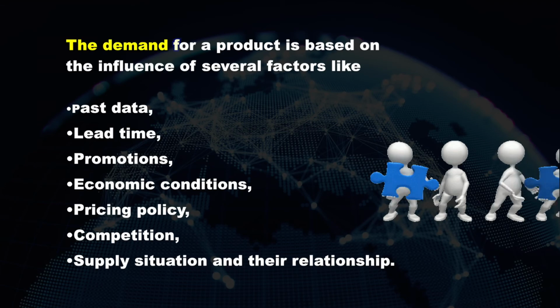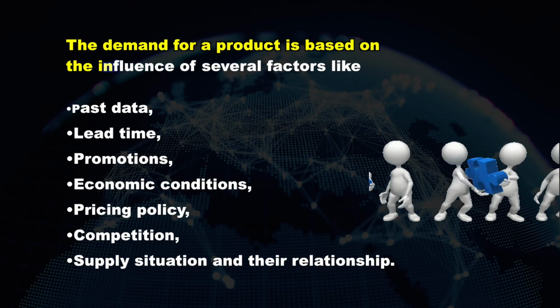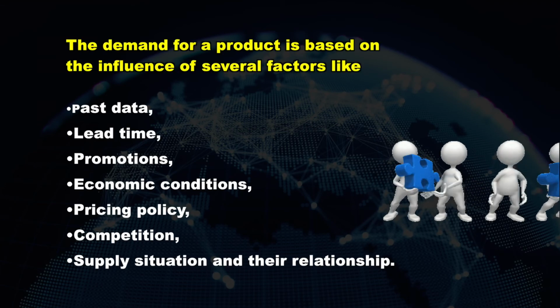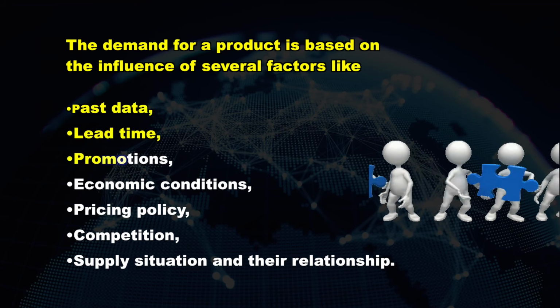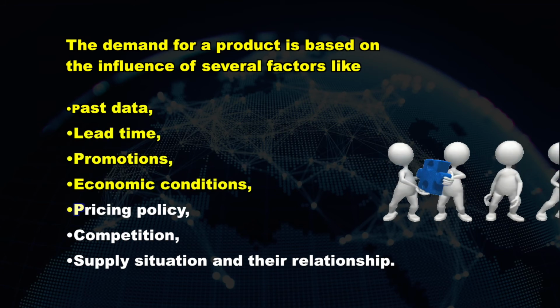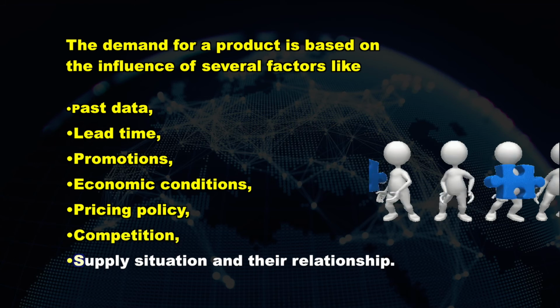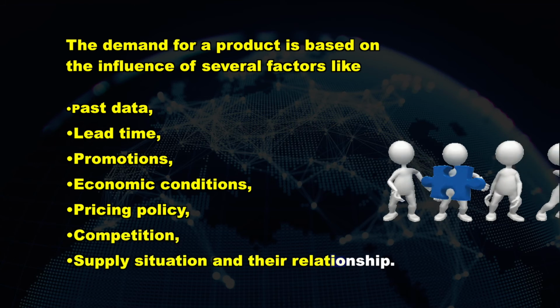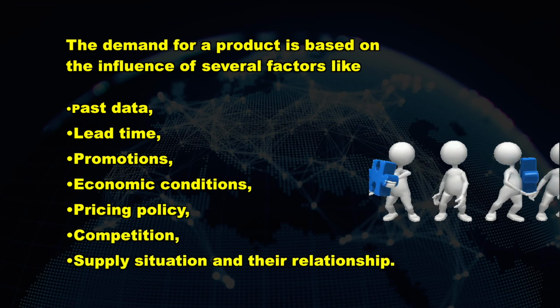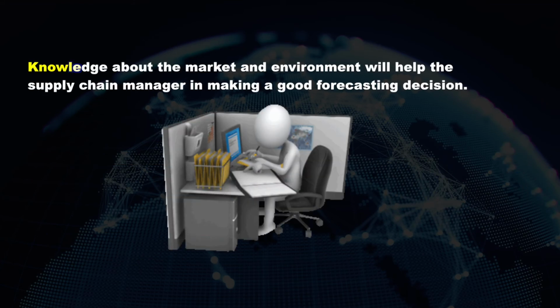Hence, the demand for a product is based on the influence of several factors like past data, lead time, promotions, economic conditions, pricing policy, competition, supply situation, and their interrelationship. Knowledge about the market and environment will help the supply chain manager in making a good forecasting decision.